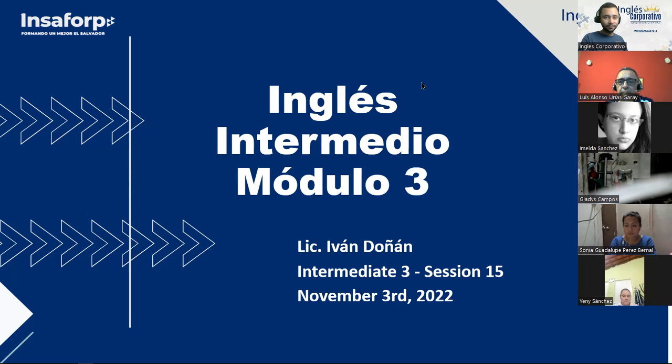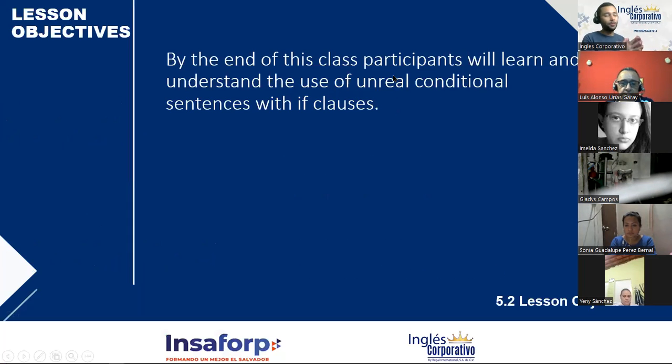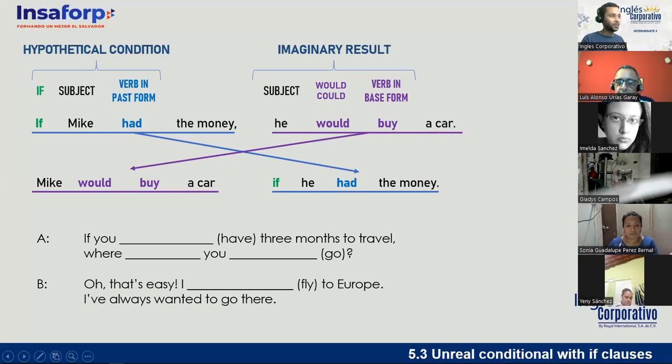Let's begin. So what's the lesson objective? Once again, by the end of this class, participants, we learn and understand the use of unreal conditional sentences with if clauses. So we have an exercise right here, and this is the last exercise related to this topic. Take a look. What do we have? Nothing new. This is pretty much the same information from the last time.